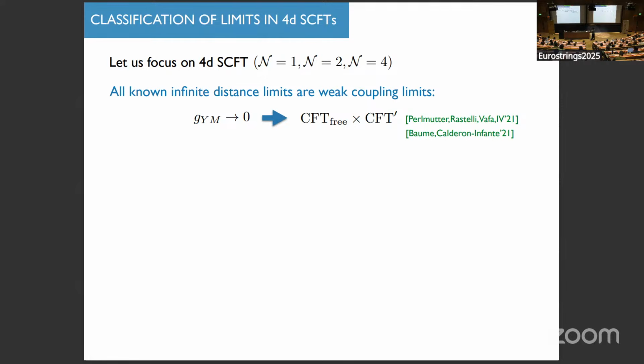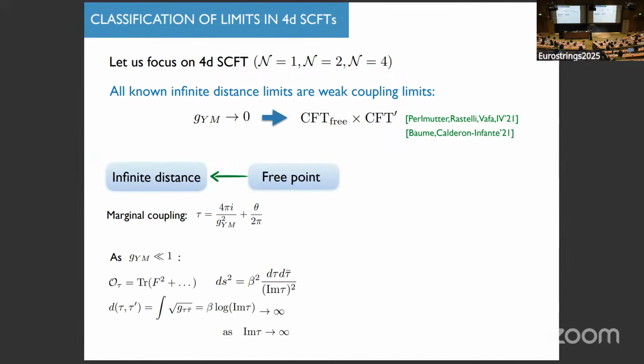Now it's easy to see why these free limits are at infinite distance, because these are complex conformal manifolds. The gauge coupling is part of this complex marginal coupling. When we are at weak coupling, the marginal operator is just trace of F squared, so we can compute the 2-point function to obtain the Zamolodchikov metric. Because this is the perturbative limit, it always takes this hyperbolic behavior, so when you compute the distance using this metric, you find that the weak coupling limit is at infinite distance in the conformal manifold. Okay? Good.